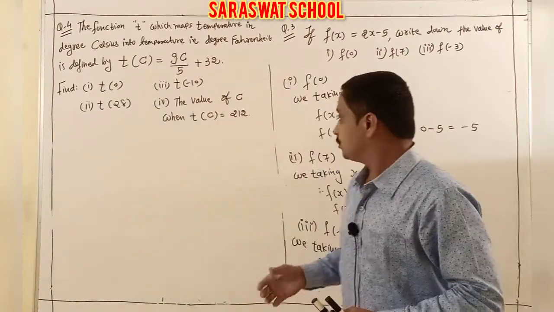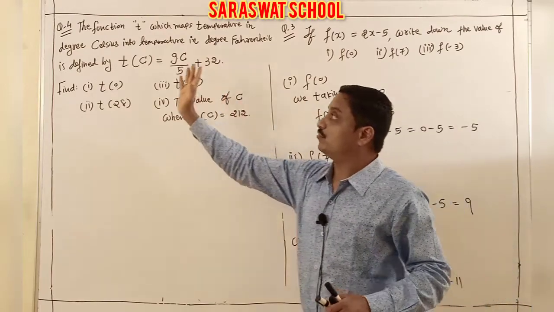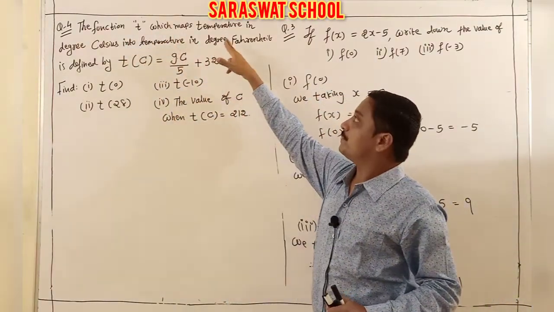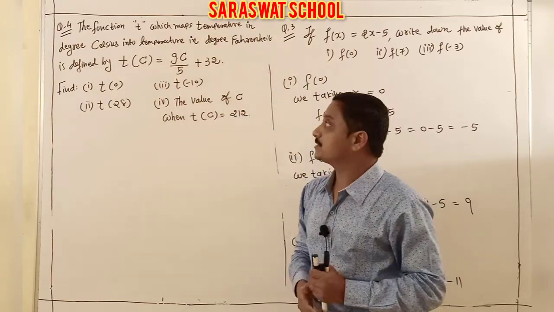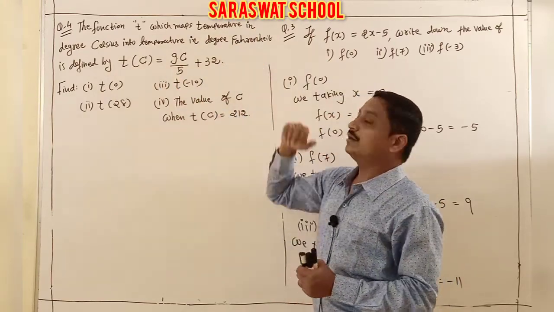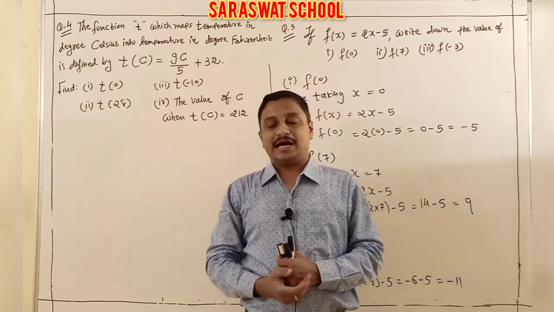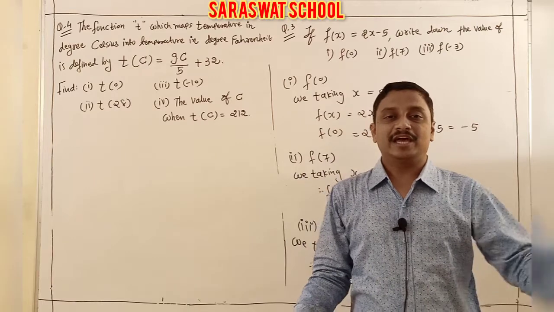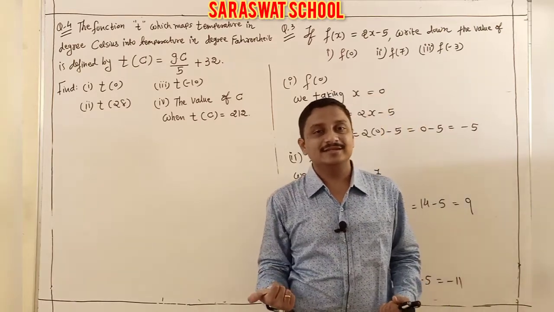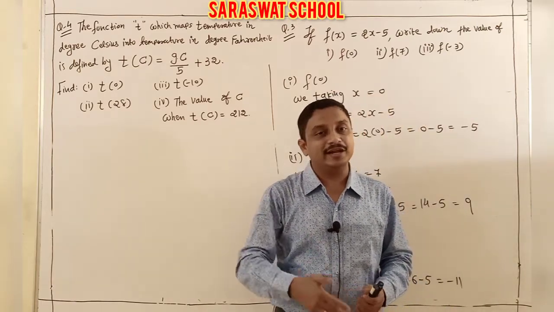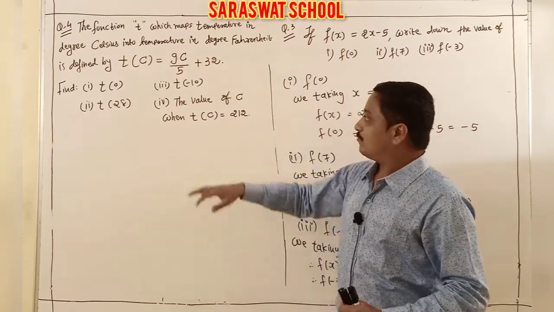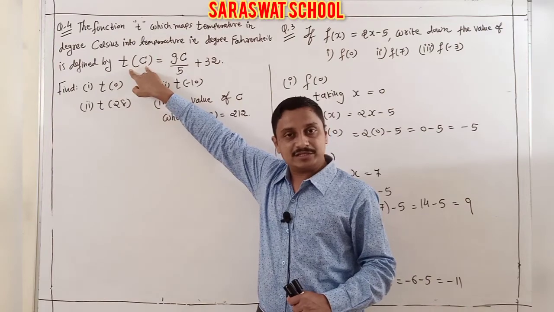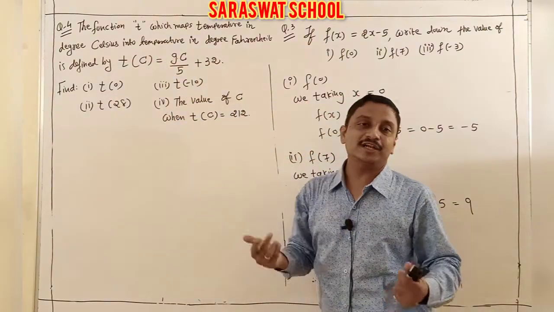Now students, continue with these related questions. Question number 4. The function T maps temperature in degrees Celsius into temperature in degrees Fahrenheit. I hope you know about converting Celsius to Fahrenheit and Fahrenheit to Celsius. This numerical was also already calculated in chemistry. The formula is given: T of C, which is Fahrenheit, T of C means 9C by 5 plus 32.